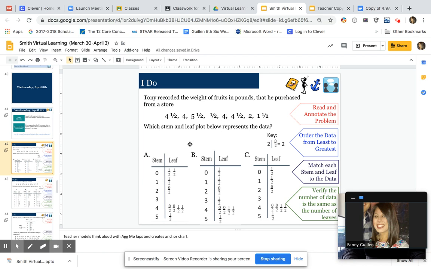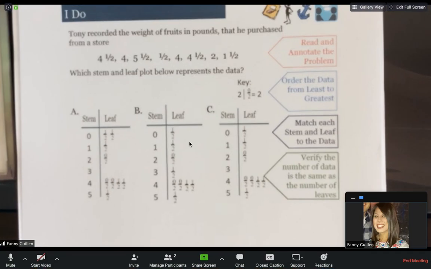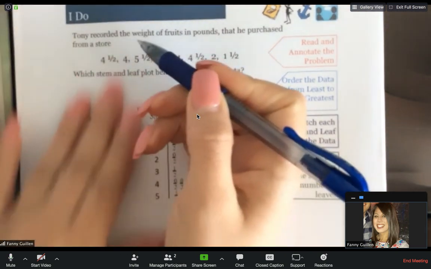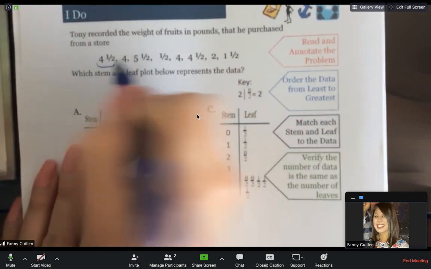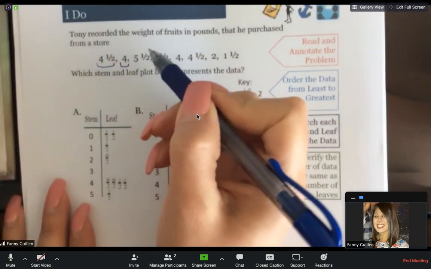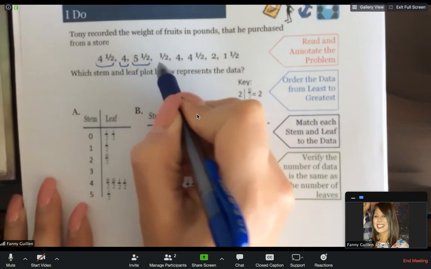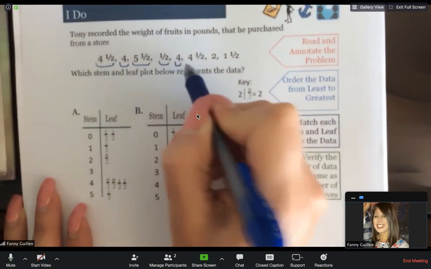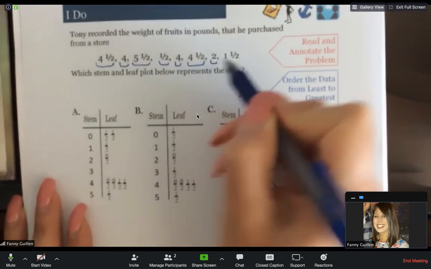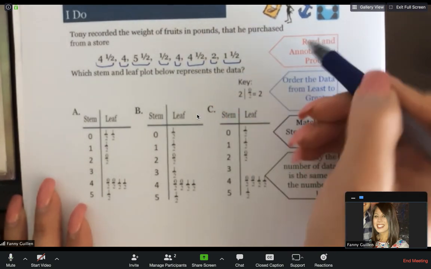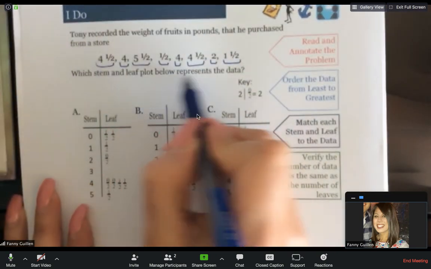All right, so now I'm going to go over to my other screen. I'm going to show you guys how to work this problem now. All right, so here it is. So now let's go through this. Tony recorded the weight of fruits in pounds that he purchased from a store. So first of all, I know that I have here one bag, 4.5 pounds, 4 pounds, 5.5 pounds, 1/2 pound, 4 pounds, 4.5 pounds, 2 pounds, and 1.5 pounds, right? So now, which stem and leaf plot below represents the data?